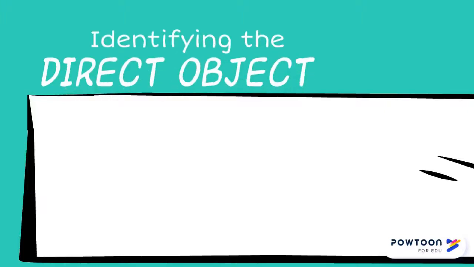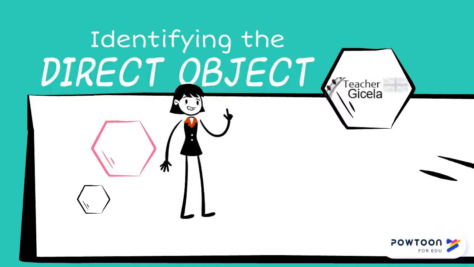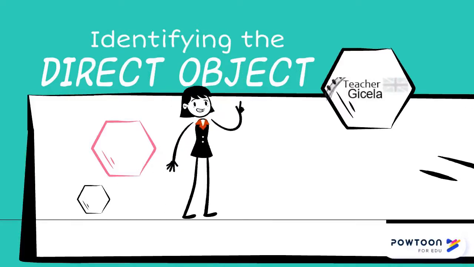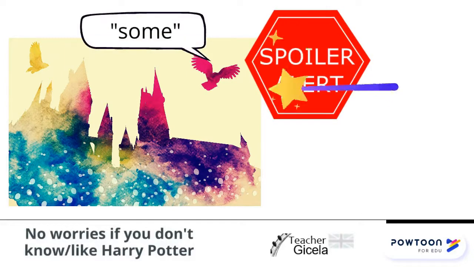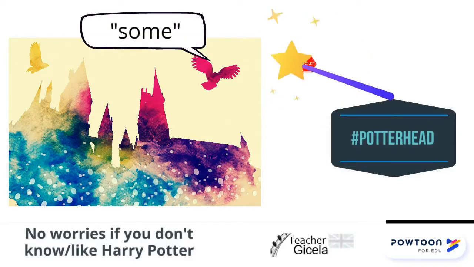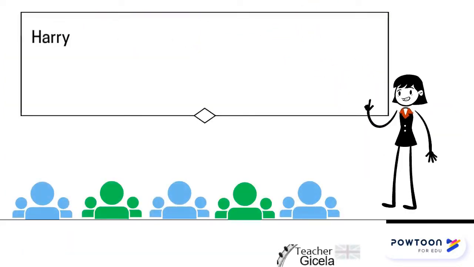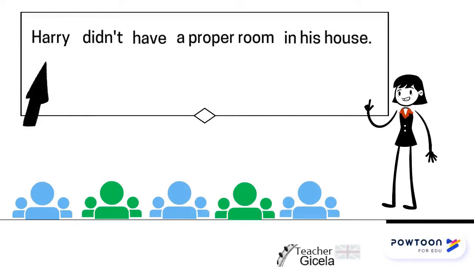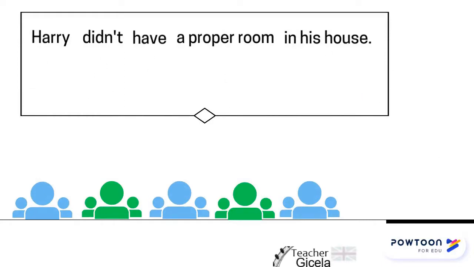This video will help you understand how to identify the direct object in a sentence. I know it's in the title, I just wanted to make sure you knew. Also, there are some Harry Potter references, spoiler alerts, because #Potterhead. We're going to start with a simple sentence, and I'm going to teach you the way my students and I usually identify the syntaxes in the class.